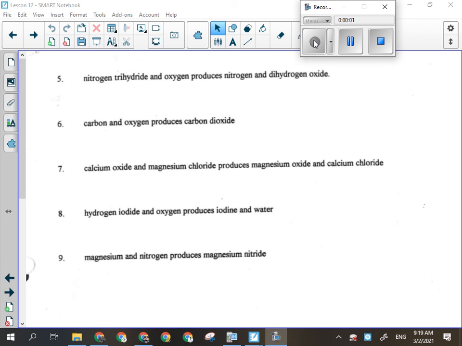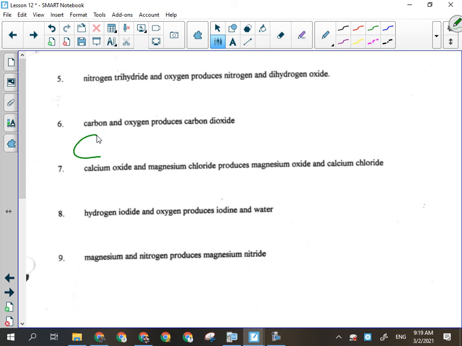Okay, so for number 6, we've got carbon, which as an element is just a single atom, reacting with oxygen, which as an element comes as a pair. It's one of those things we have to remember. It's going to produce carbon dioxide. So this one's pretty easy. Carbon dioxide: 1 carbon, 2 oxygens, and the reaction is already balanced.